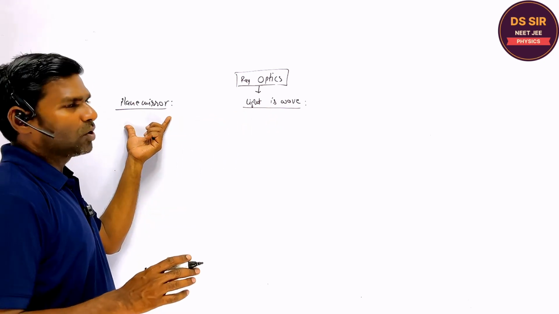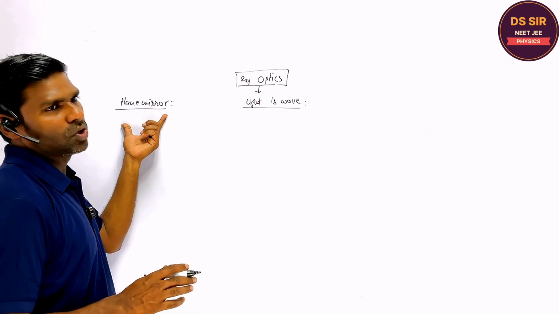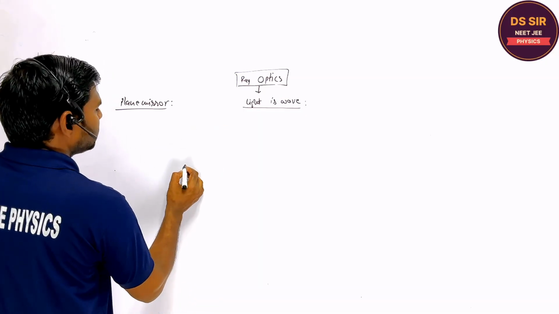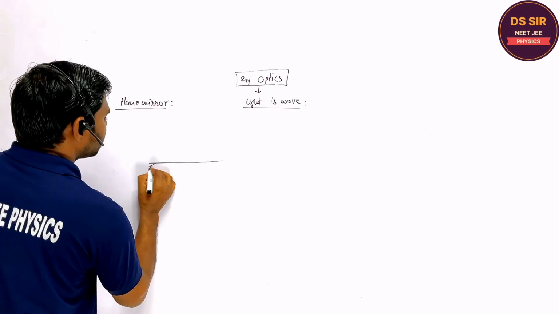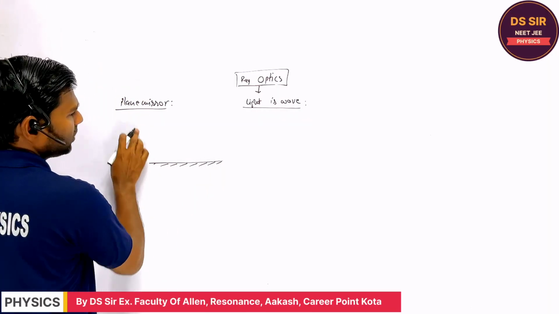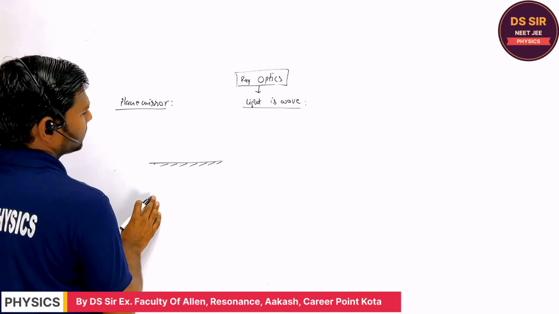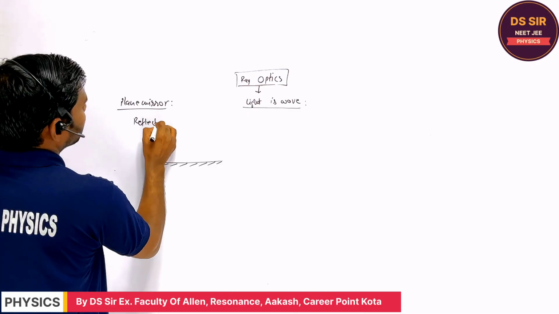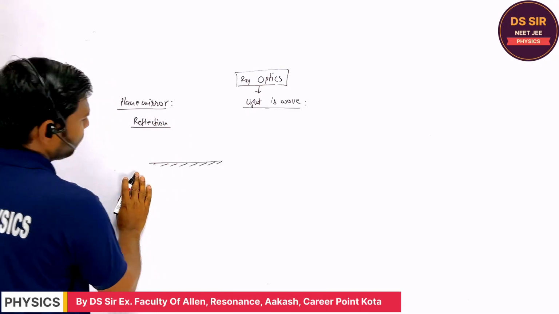So the first topic of ray optics will be the discussion of the plane mirror, right? What is the plane mirror? You have seen the plane mirror, and this is the symbol for the plane mirror, right? For the plane mirror, we will discuss reflection, the laws of reflection, right?